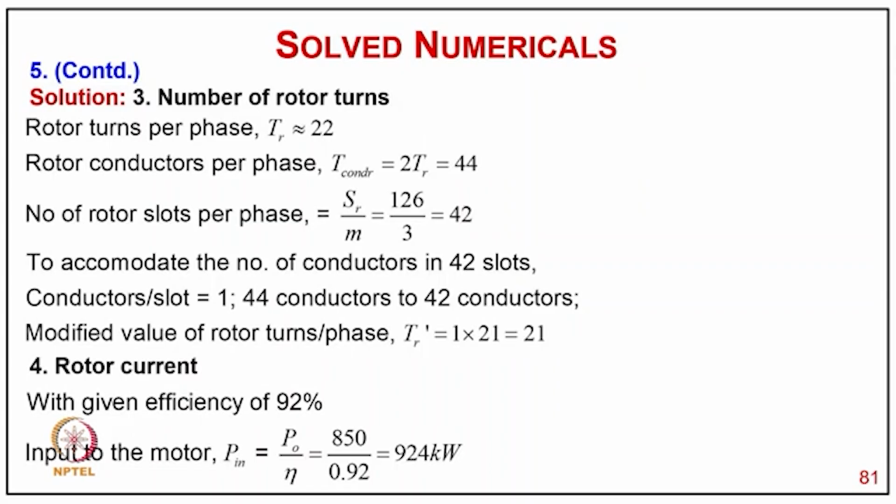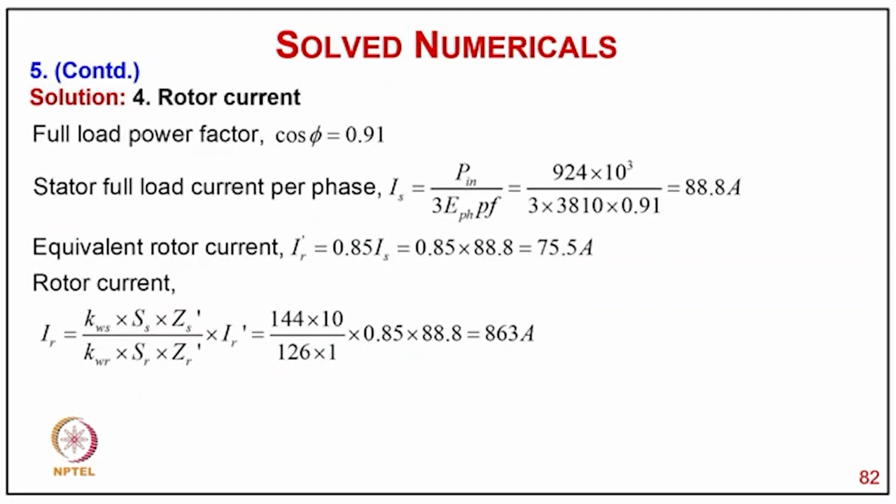To accommodate the number of conductors in 42 slots, conductors per slot is 1, so 44 conductors are converted to 42 conductors, to modify the value of turns per phase TR' equal to 1 into 21. So the rotor current is now computed with the given efficiency of 92%. Input power to the motor P_in equal to P upon efficiency comes to 94 kilowatt, and full load power factor 0.91.